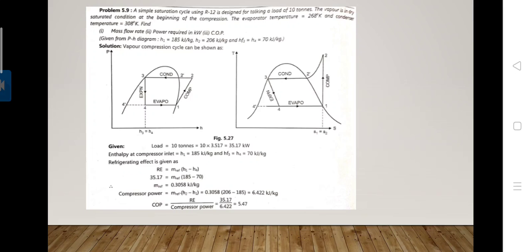Here in vapor compression cycle, the TPH and TS diagrams we have to draw. And for that purpose, the processes used are compression, condenser, expansion, evaporation. These processes are carried out here in this vapor compression cycle. We understand these cycles first.